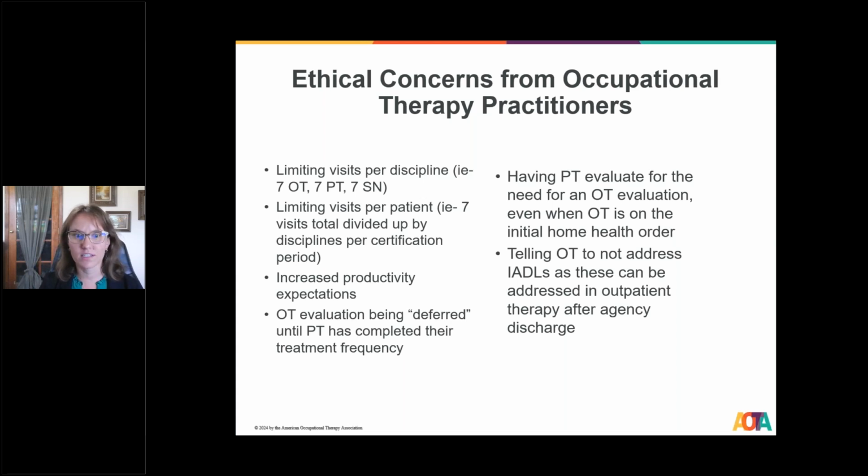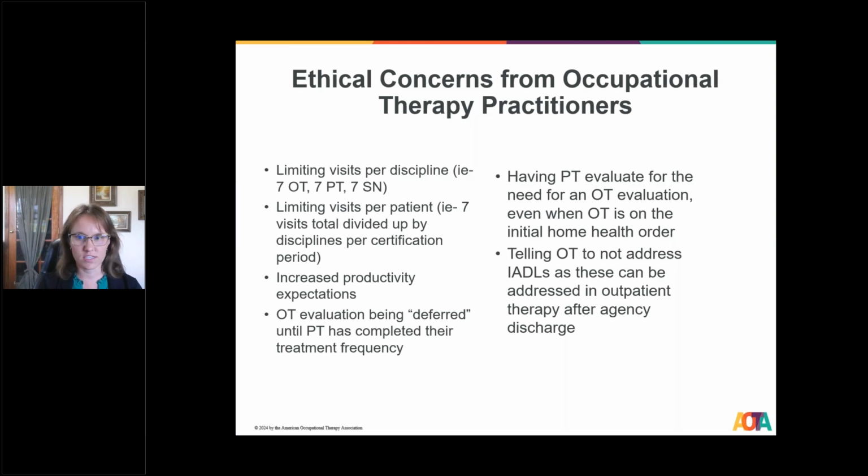There's been some increase in productivity expectations. Another one that's being talked about is OT evaluations being asked to defer until PT has completed, so they don't want more than 1 therapy at a time. And then there have been also increasing reports of, I put PT, but it can be other disciplines. Basically, the physician orders home health and says this patient needs nursing, PT, OT. The agency is telling nursing or PT to go out and assess to see if they really need occupational therapy. And if the PT or the nurse decides, oh, they don't really need OT, they're faxing the physician, saying based off PT, they don't think they need OT, and the OT never even goes out to assess.